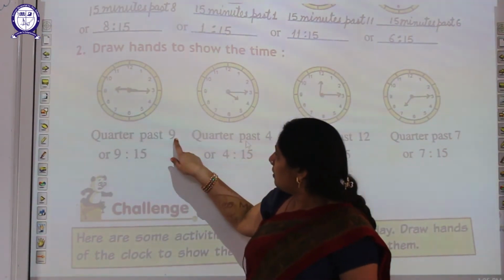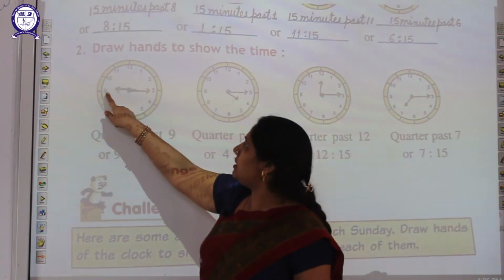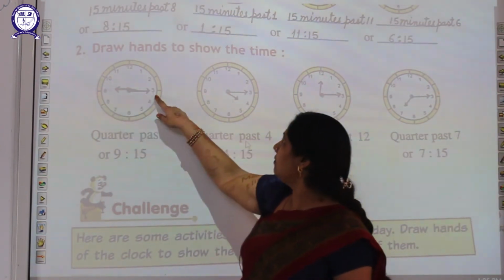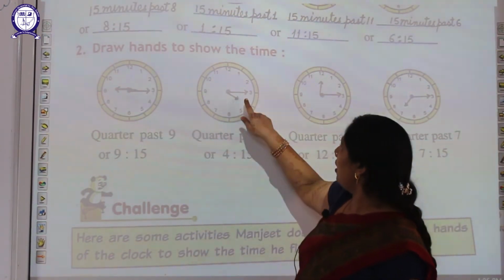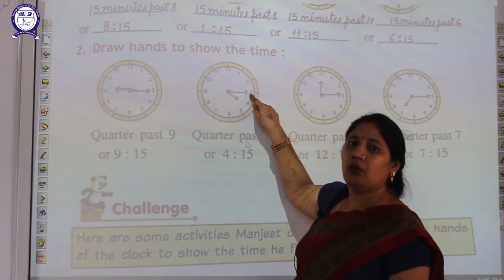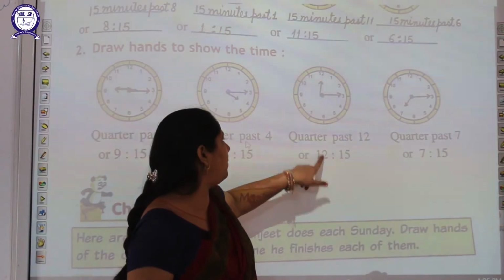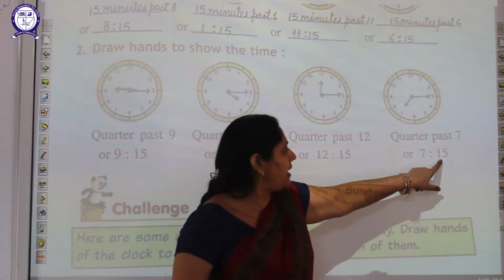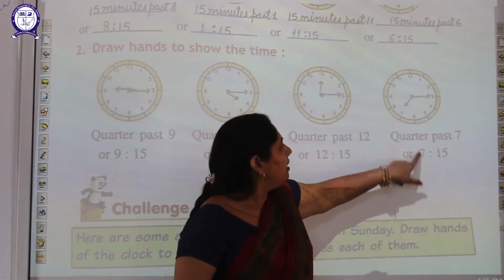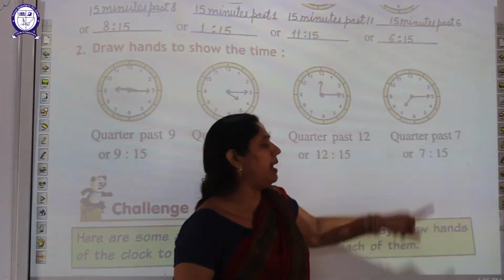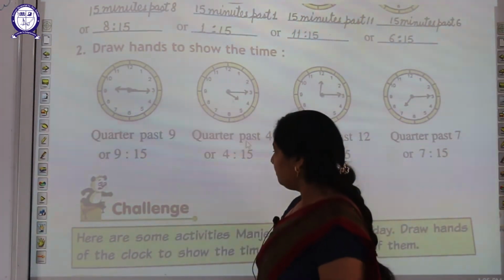Okay, and 9. So it is nearby the 9. It is nearby the 4 and the longer hand is at 3. Longer hand is at 3 and nearby the 12. Longer hand is at 3 and the shorter hand is nearby 7. Okay.